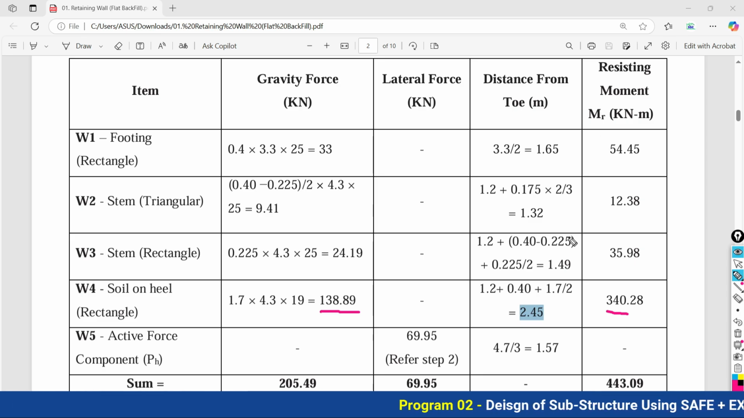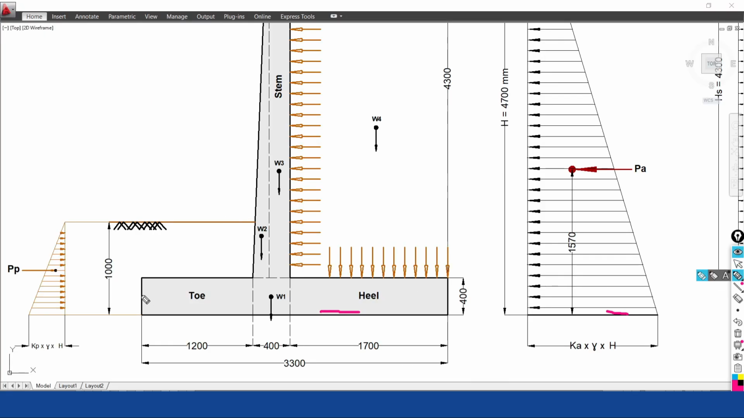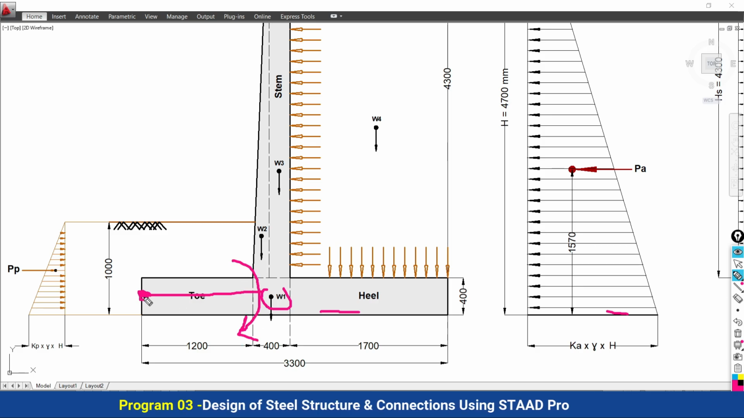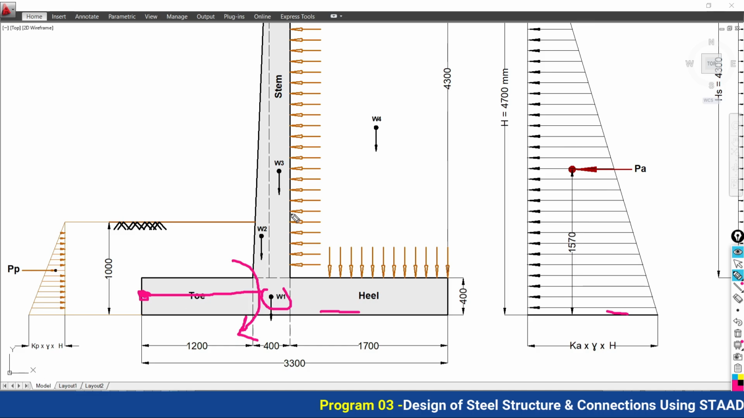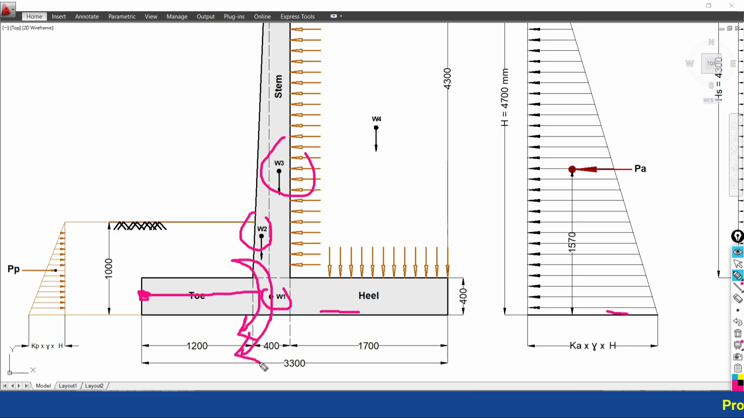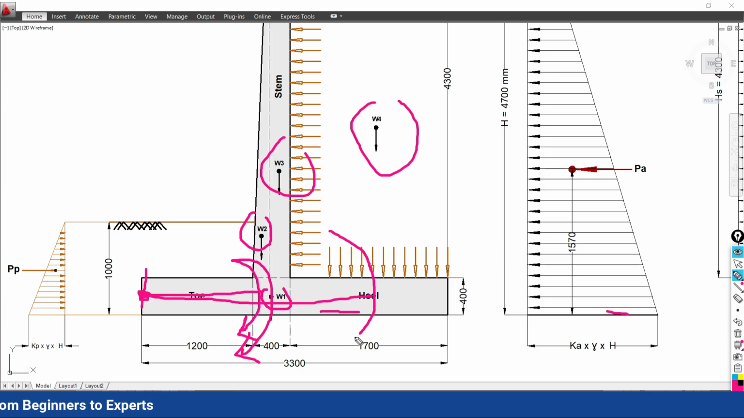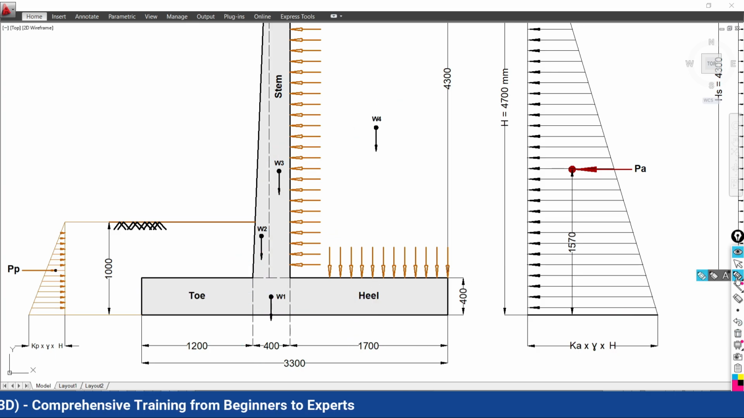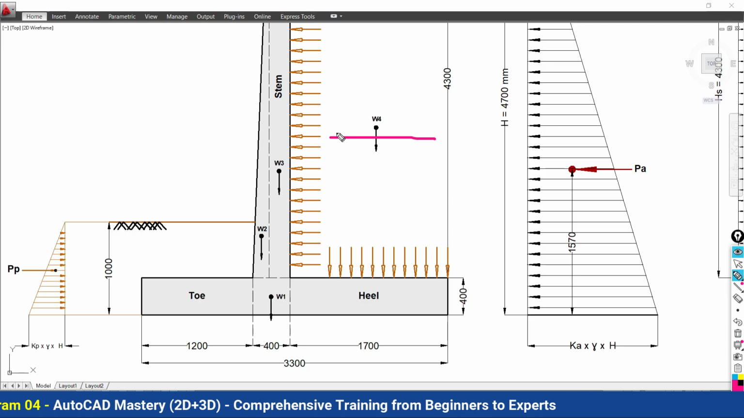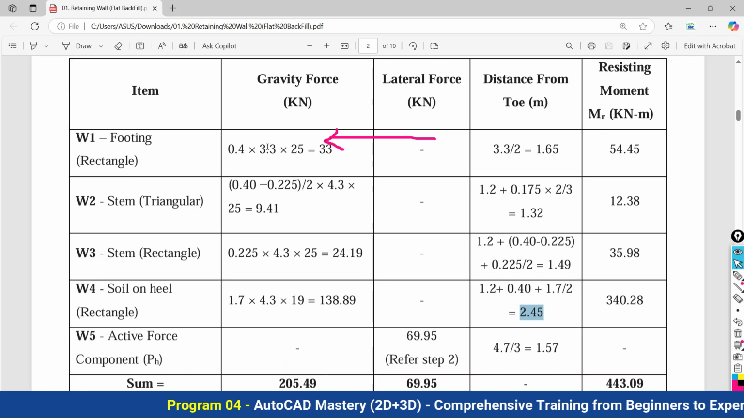Now why these moments we have calculated, try to understand. Here if you are going to fix this point of your toe, we are doing the calculation by fixing this point. So this W1 force is creating the clockwise movement with respect to this fixed point. Then the stem weights W2 and W3 are both going to create the clockwise movement. Then this W4, we are having the distance with respect to the toe, is again going to create the clockwise movement.